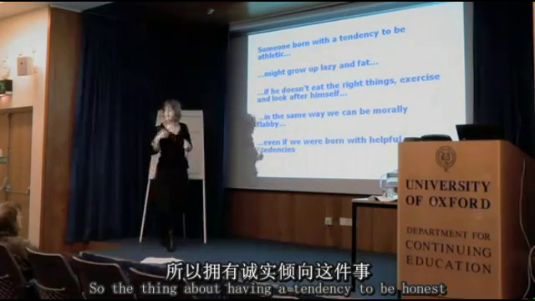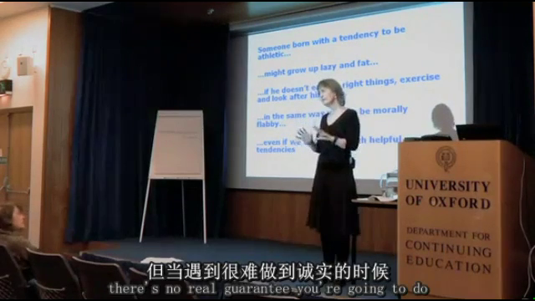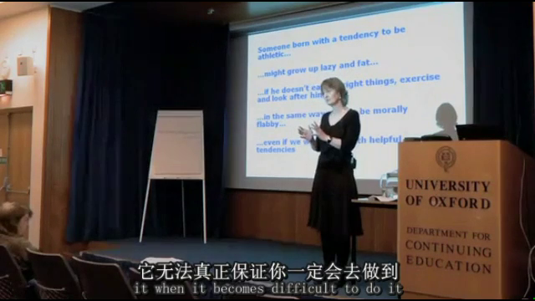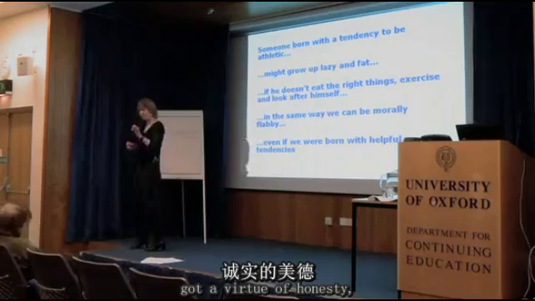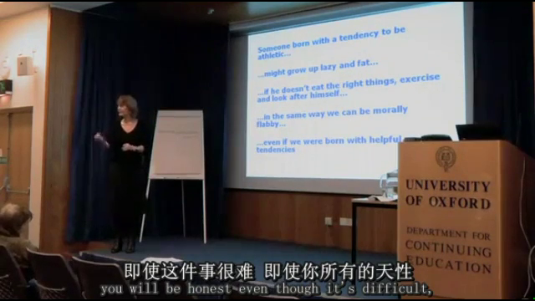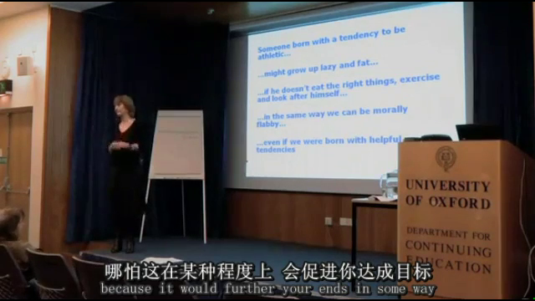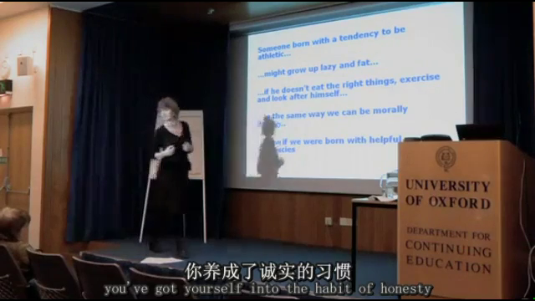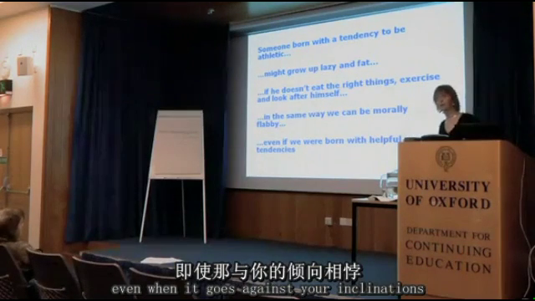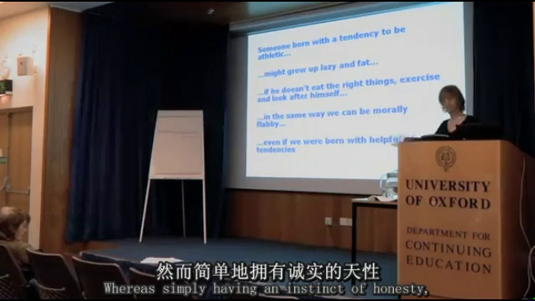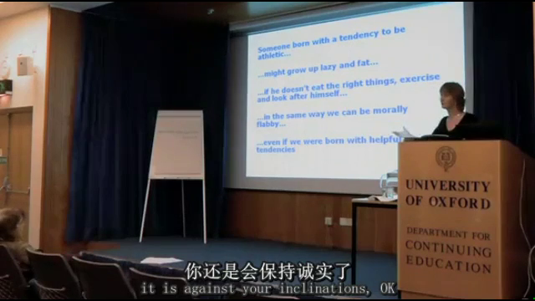So the thing about having a tendency to be honest, let's say, is that if you're doing it just from instinct, there's no real guarantee you're going to do it when it becomes difficult to do it. Do you see what I mean? If it becomes difficult, you might think, whoa, okay, I'm not going to do it here. Whereas if you've got the virtue of honesty, you will be honest even though it's difficult, even though all your instincts cry against being honest here, because it would further your ends in some way. You would still be honest because you've got yourself into the habit of honesty. So getting the virtue of honesty guarantees that you're going to be honest even when it goes against your inclinations, whereas simply having an instinct for honesty means that your inclination is to be honest, but it doesn't guarantee that you're going to be honest when it's against your inclinations.